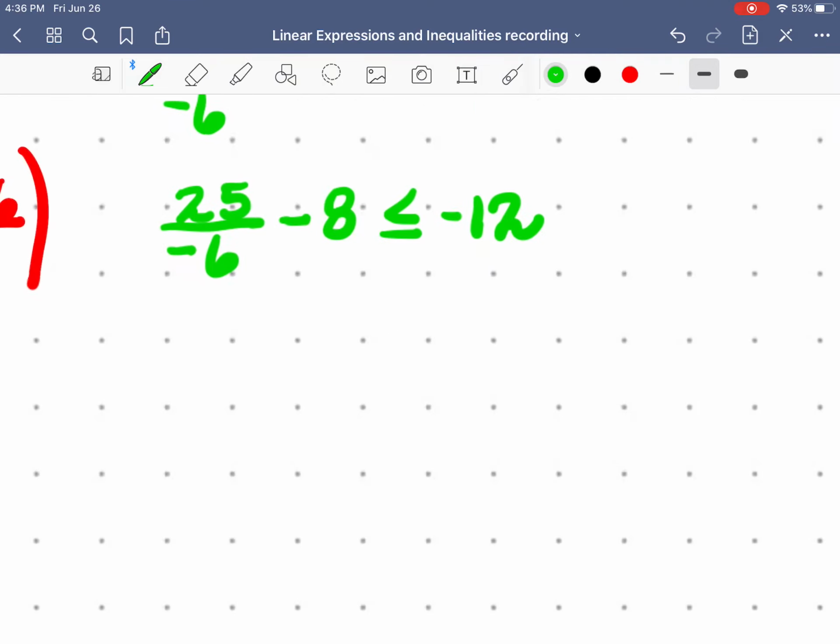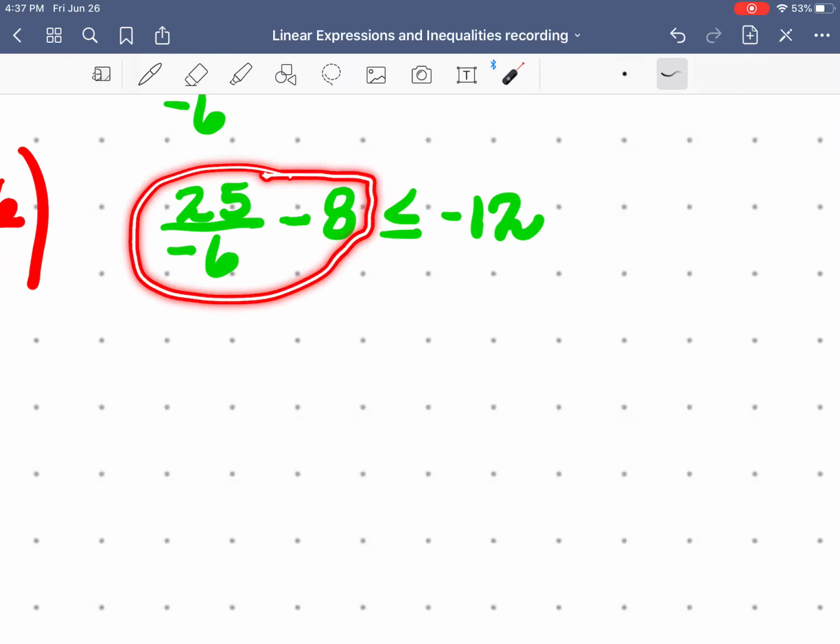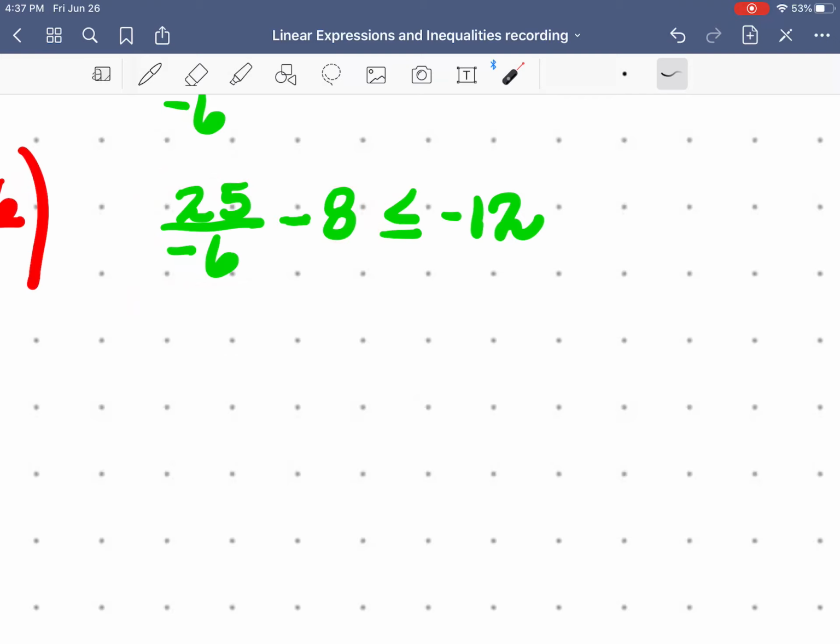Then I'm going to encourage you to put this in your calculator. Don't even try to do it in steps. Do 25 ABC negative 6 subtract 8. I'm going to do the same thing if I can get my calculator to come on. So 25 ABC, negative 6, minus or subtract 8, equals, and I got negative 12 and 1/6.